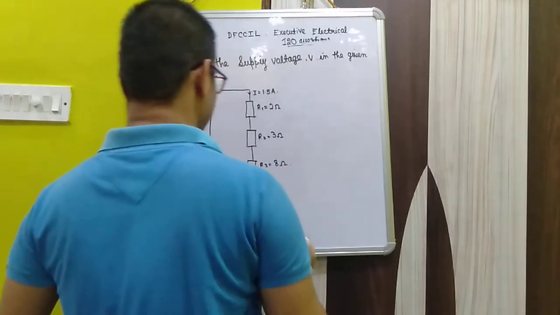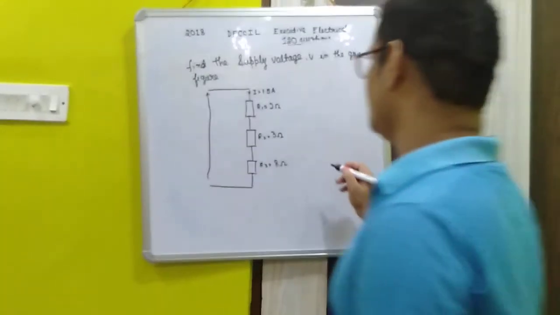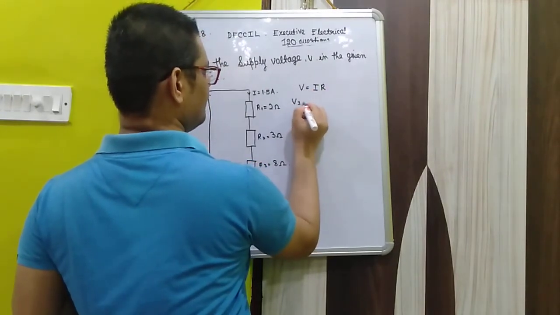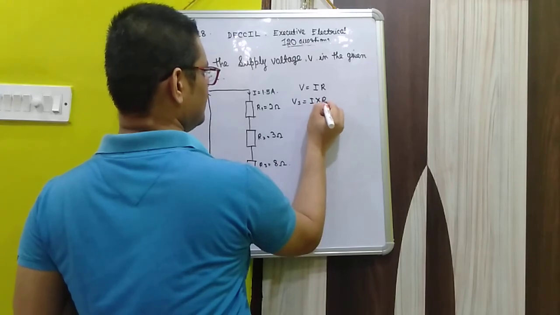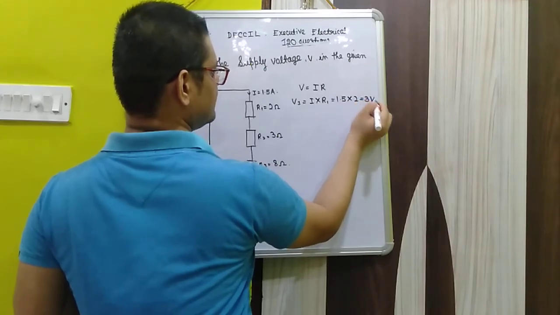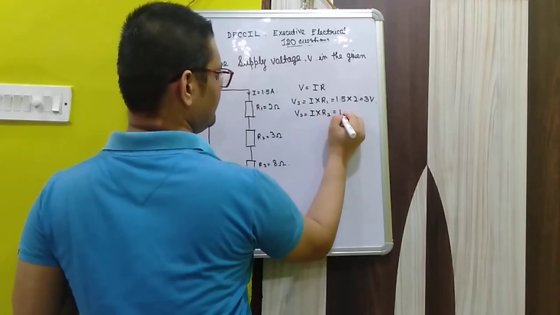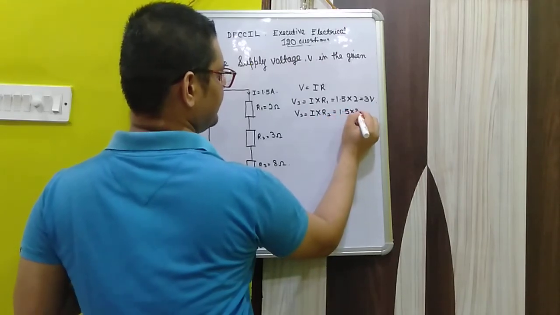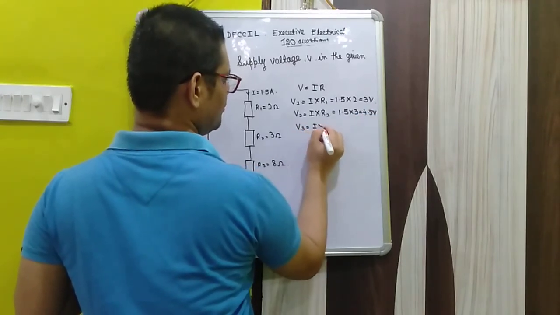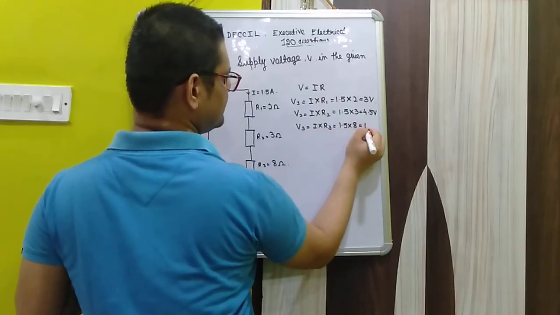So we have to calculate the overall voltage, and it is very easy to calculate here. We know V is equal to IR. So V1 will be I into R1, and I here is 1.5. 1.5 into 2 is 3 volt. Now V2 is equal to I into R2, I will be constant, 1.5 into 3, that will be 4.5 volt, and V3 is equal to I into R3, which is 1.5 into 8, that is 12 volt.